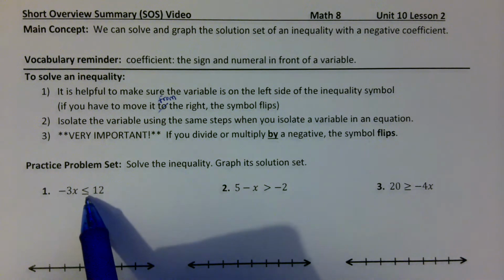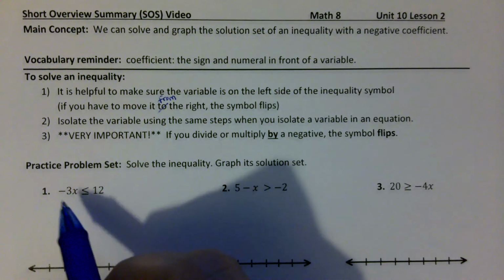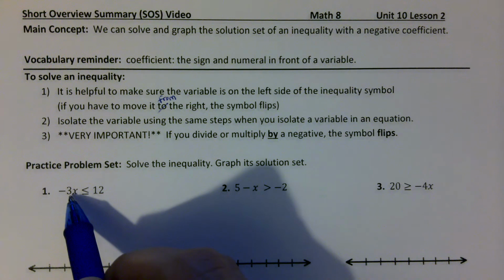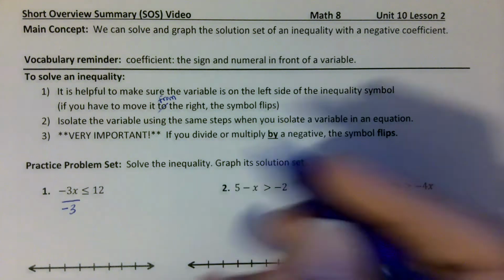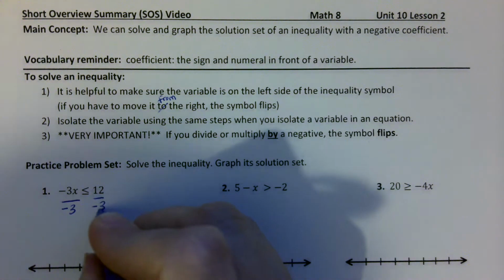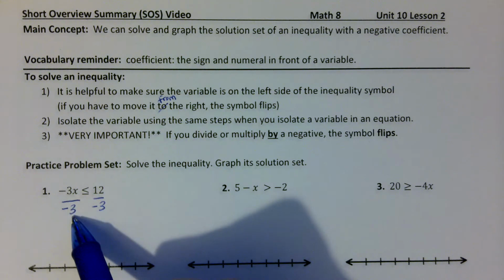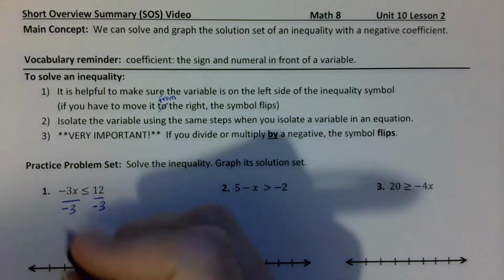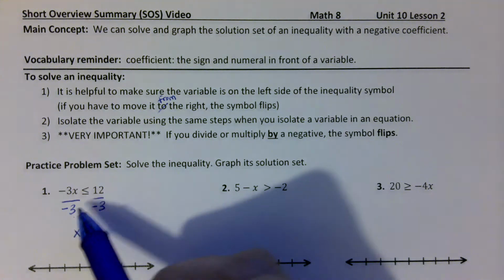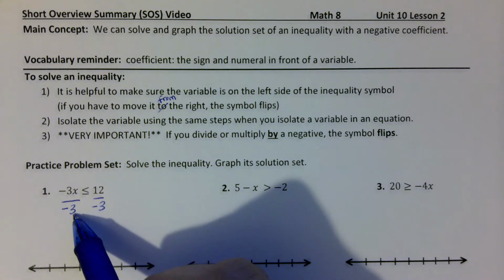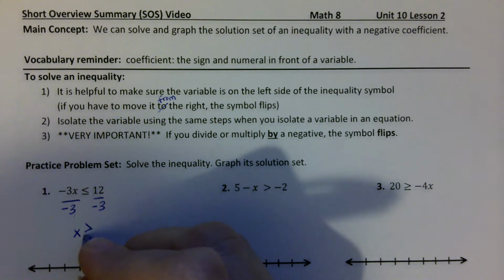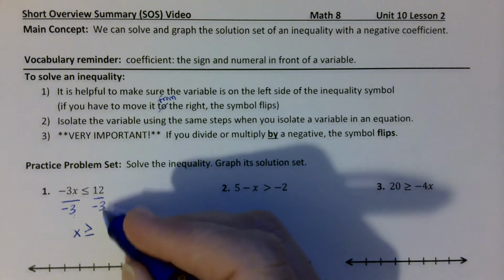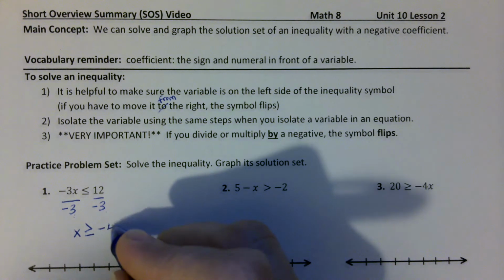We have negative 3x is less than or equal to 12. So instead of multiplying by negative 3, what would be the inverse? That's right, we're going to divide by negative 3. And whatever you do to one side, we do to the other. So any number divided by itself is going to be 1. We have 1x. And we divided by a negative number. So when we do that, the symbol has to flip. So now it's x is greater than or equal to, and 12 divided by negative 3 is negative 4.